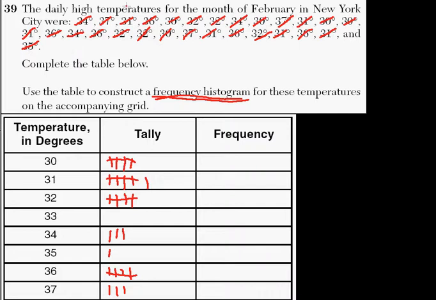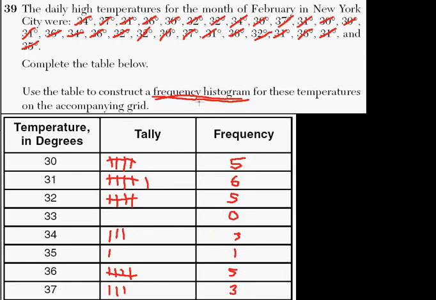Okay, and it didn't take all that long. We have all the little tallies marked. We have 5 for 30 degrees. We have 6 for 31 degrees. We have 5 for 32 degrees. 0 days that were 33 degrees. 3 that were 34 degrees. 1 that was 35. 5 that were 36. And 3 that were 37.